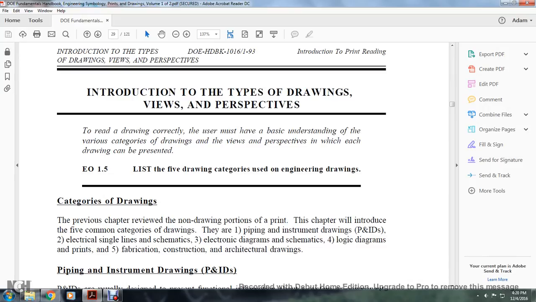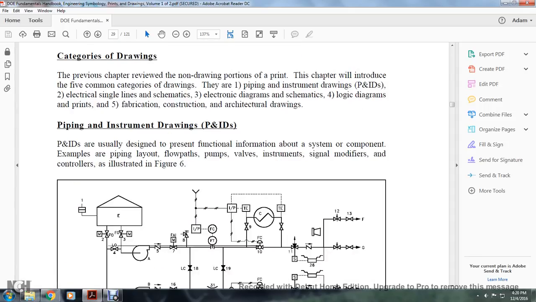Categories of drawings. The previous chapter reviewed the non-drawing portion of the print. This chapter will introduce the 5 common categories: piping and instrument drawings, electrical single lines and schematics, electrical diagrams and schematics, logic diagrams, and fabrication, construction, and architectural drawings.